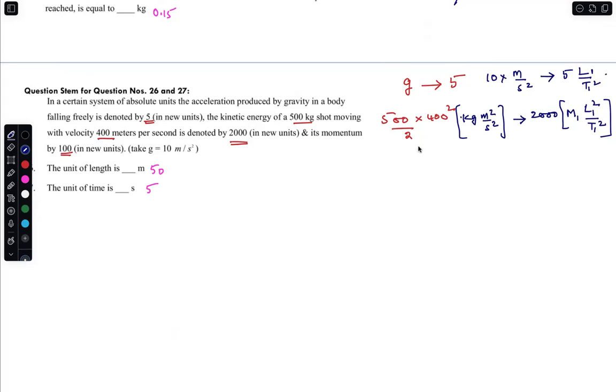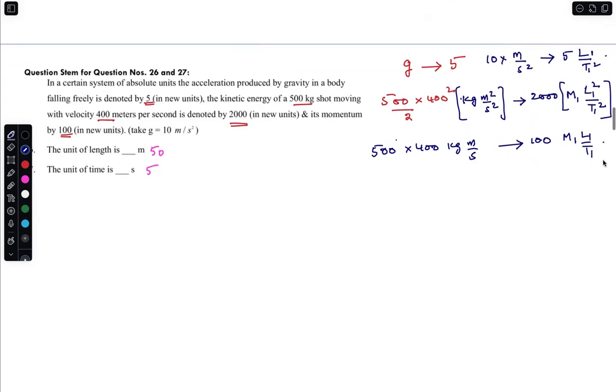And momentum. Momentum means, say, 500 into 400 kg meter per second, in their units is 100 M1 L1 by T1. That is the information. You have 3 unknowns, 3 equations. Just solve it.